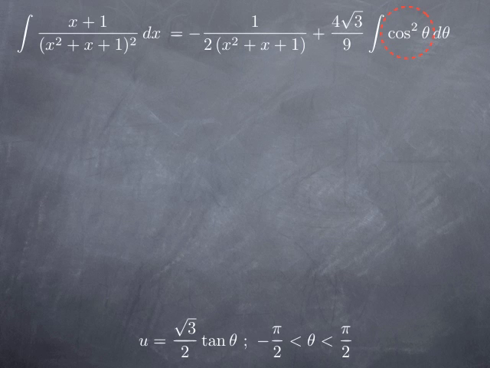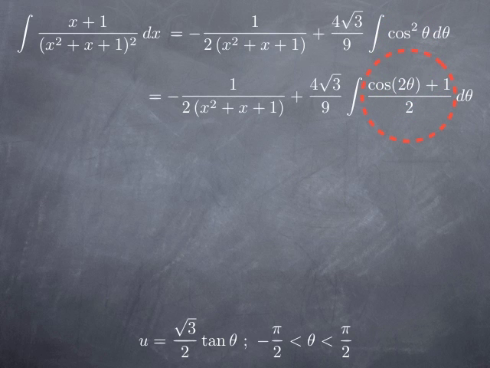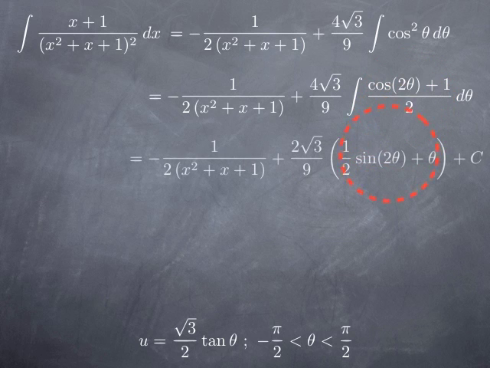Namely, to integrate an even power of cosine, we're going to use a double angle formula and replace cosine square theta by cosine 2 theta plus 1 over 2. After pulling out the factor 1/2, we're going to obtain, for an antiderivative of cosine 2 theta, 1/2 sine 2 theta, and for an antiderivative of 1, just theta. Of course, when I pulled out 1/2, I obtained a 2 instead of a 4 in the multiplicative constant in front.